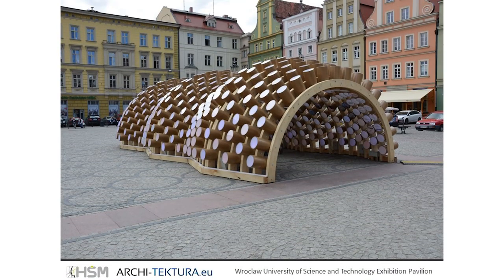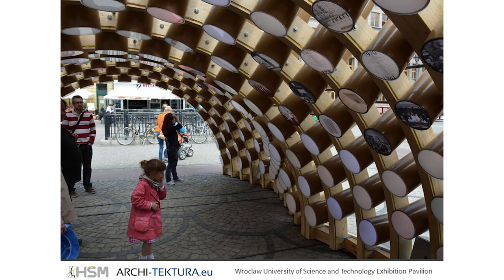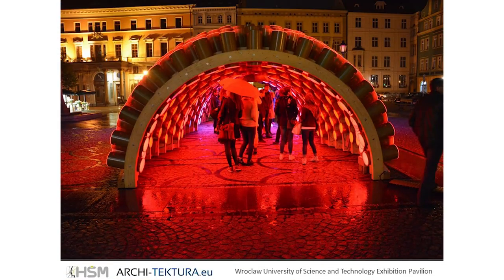Inside, there was an exhibition which told the story about the university. On the lower level, some quizzes and questions for kids. On the higher levels, more serious information for adults. But the best of that was that each of these 492 tubes was lit and separately remote controlled. Wrocław is called a city of meeting, and that was a meeting spot in the city of meeting.